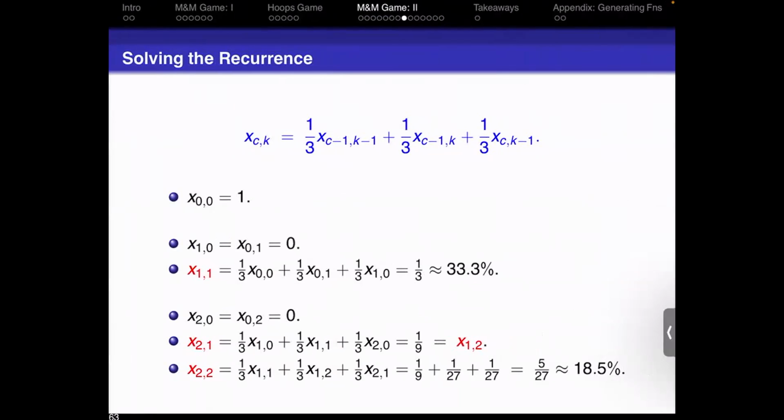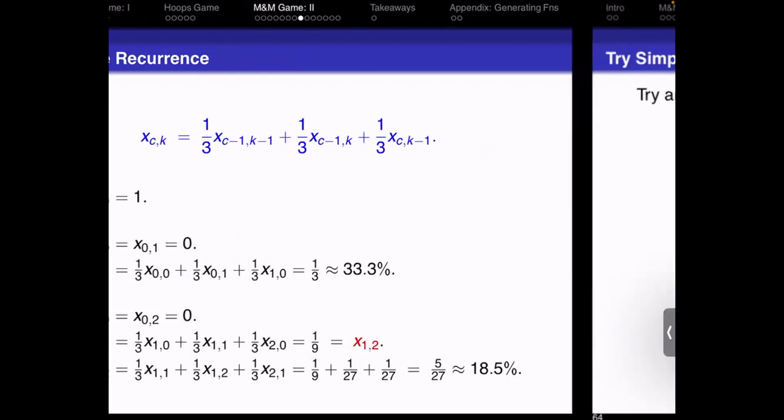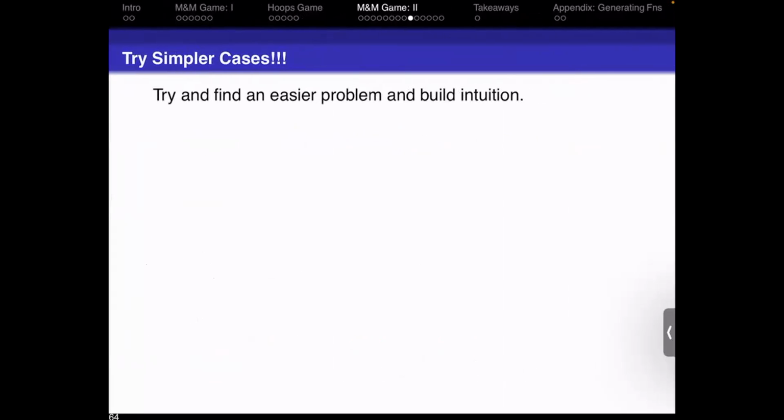And you see how easy it is to do this. If you know the earliest stuff, you then get the latest stuff and you just march down. This is the power of recurrence relations like this. All right, so try simple cases and try to build intuition.